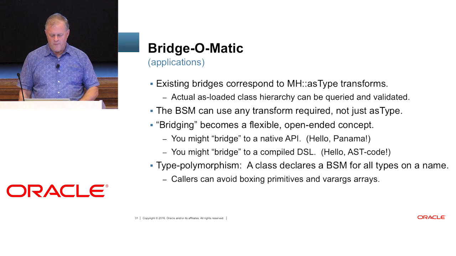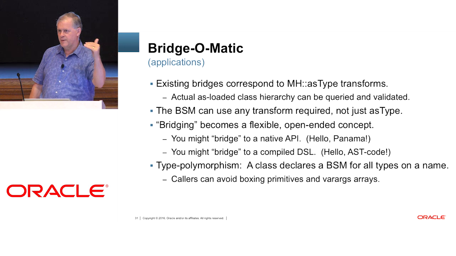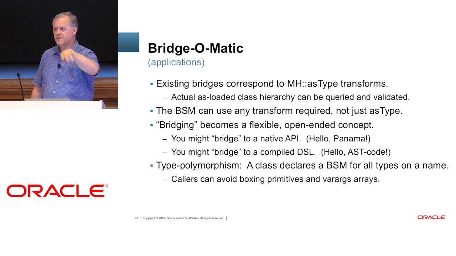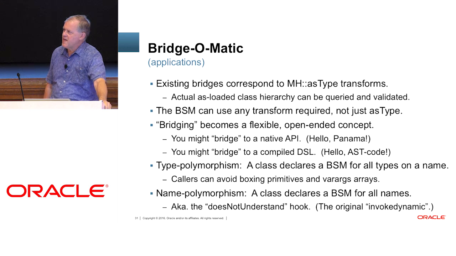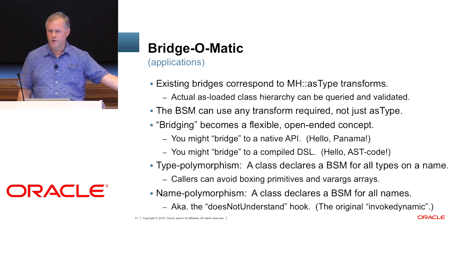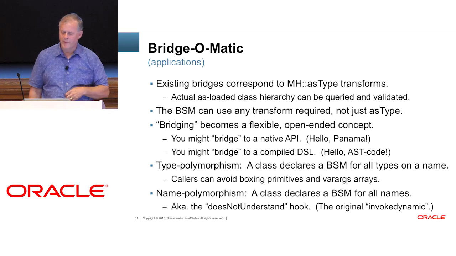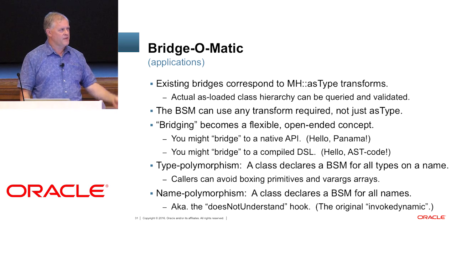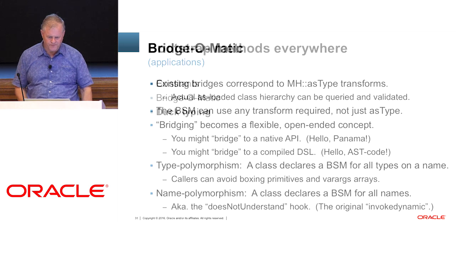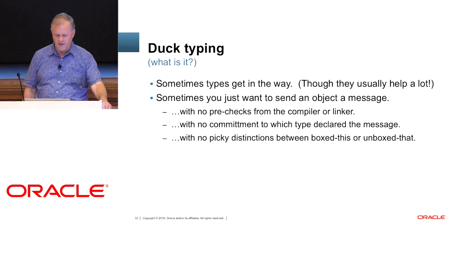Here's another idea. Maybe the bridge logic is triggered not just for one particular name and type descriptor, but the name and any type. Wouldn't that be cool? Now we're beginning to talk about duck typing. Maybe there's name polymorphism. Maybe there's a backup auto-bridger on a class that will take any unrecognized method, and now we're back to the original invokedynamic. These are all variations on the theme of bridge-o-matic. And finally, for duck typing, it's more bridge-o-matic more of the time.